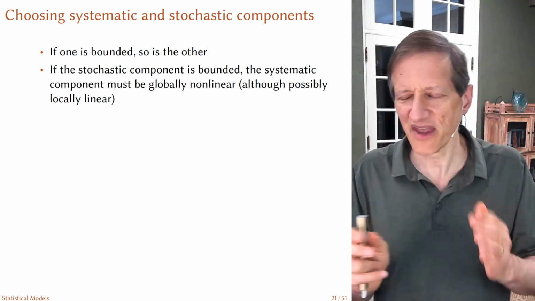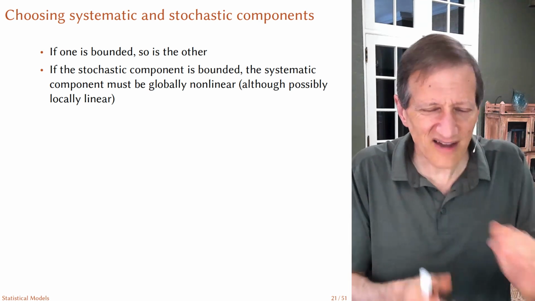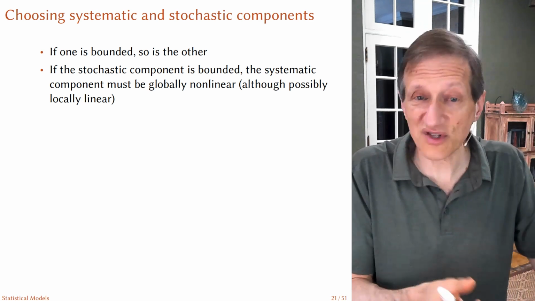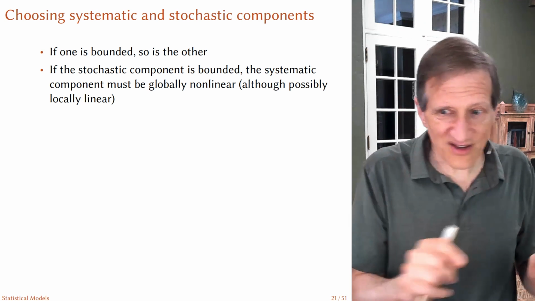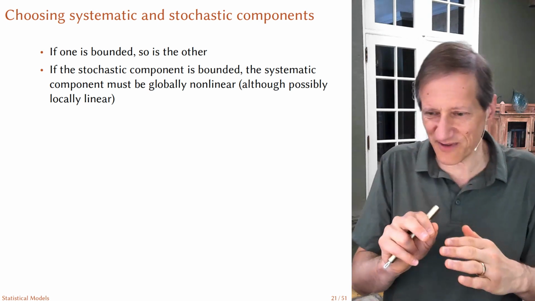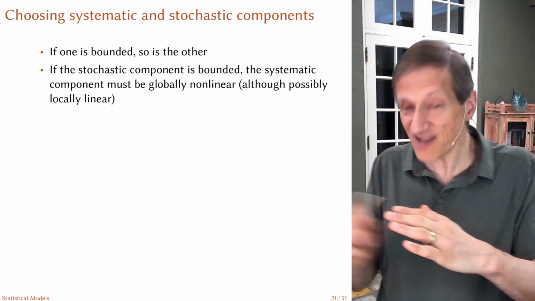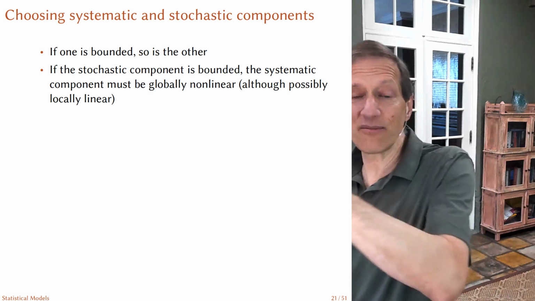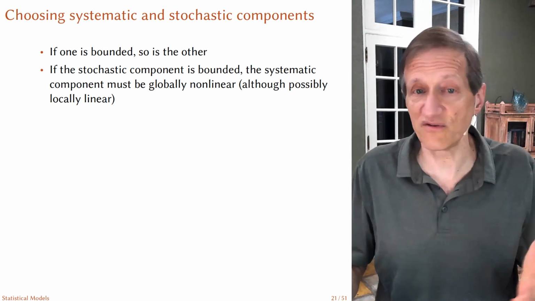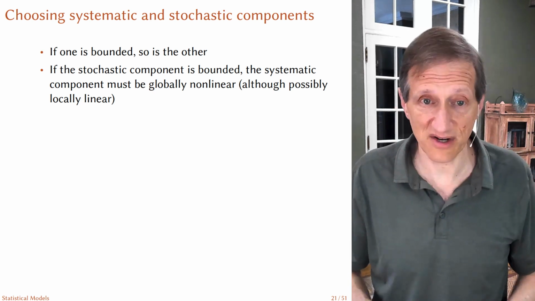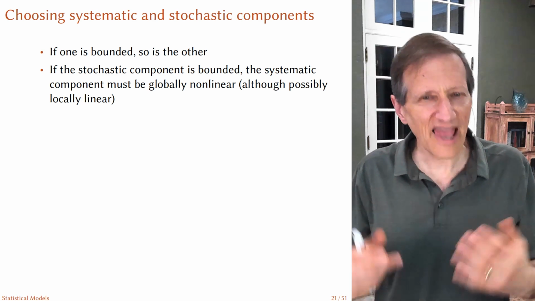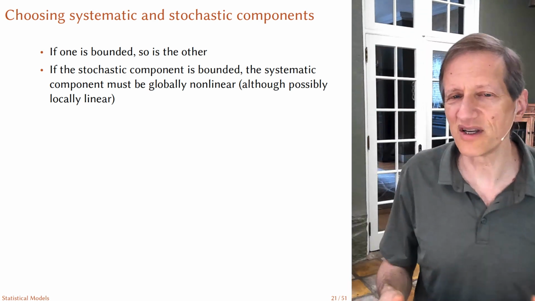So what does that mean? That means if the stochastic component says that the outcome variable can always be between 0 and 1, and you're moving x, there isn't any way for it to be linear unless it's always flat, because if it's going up, eventually when x gets large enough, it's going to make this pi be above 1. And we've just decided it was impossible because it was bounded. So if the stochastic component is bounded, the systematic component can't be linear. It has to be globally nonlinear.